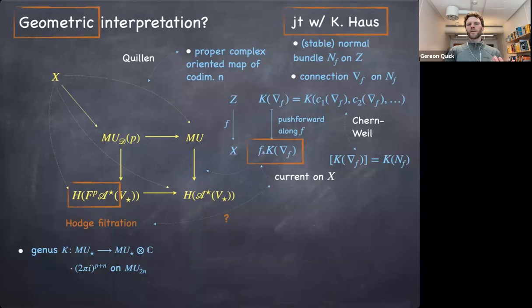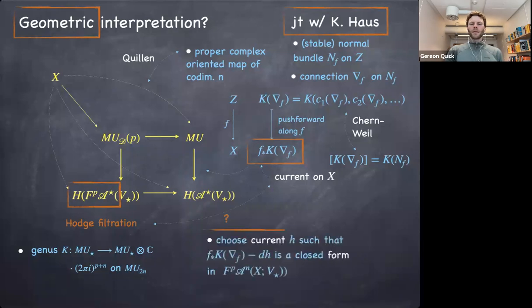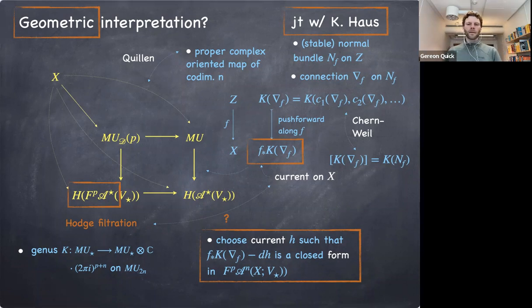Well, the next bit of information that we need to choose is a current H such that if we take the push forward of K of nabla F down to X, which is now just a current, not a form, and take the differential of H and take the difference, then we actually get a closed form which lies in the Hodge filtration step on our smooth forms. And you can show, using de Rham theory and Hodge theory, that you can always find such a current.